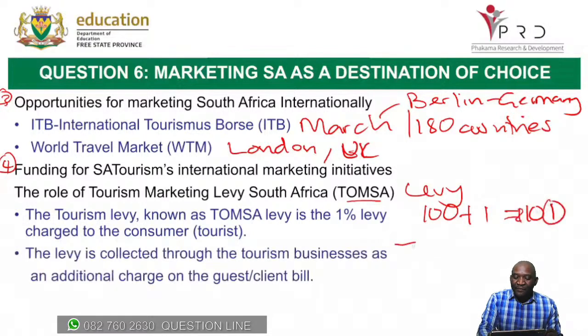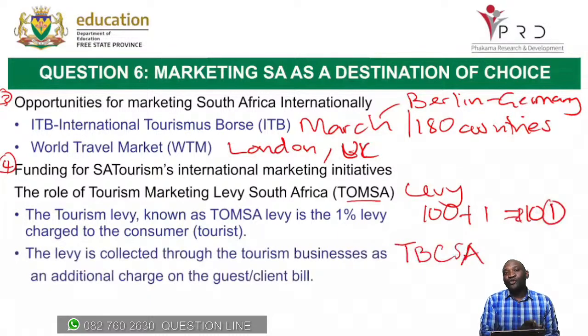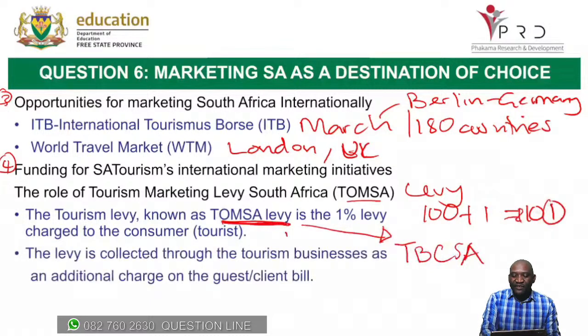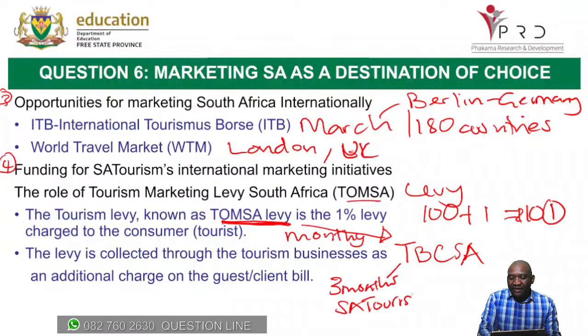On a monthly basis, the business will send the money that they collected to TBCSA. Right, you know what TBCSA stands for? Tourism Business Council of South Africa. So on a monthly basis, all the companies put the money in the TOMSA levy. So the TOMSA levy is sent to TBCSA on a monthly basis. And then every 3 months, the money is sent to SA Tourism. That is what actually happens.